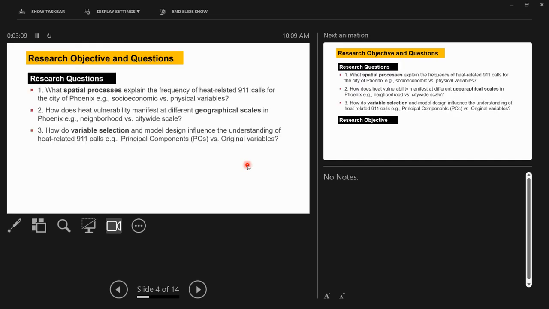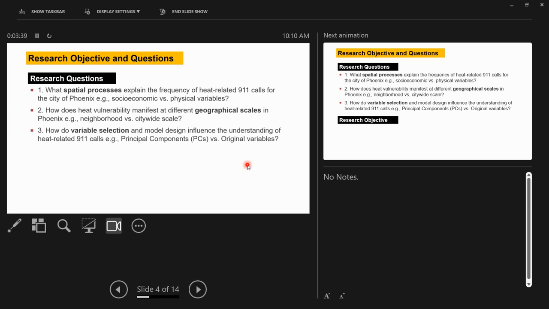So the research questions, given the research context. One is what spatial processes explain the frequency of heat-related 911 calls for the city of Phoenix? For instance, how do we compare socioeconomic versus physical variables and their confluences? Secondly, how does heat vulnerability manifest at different geographical scales in Phoenix? For instance, at neighborhood level or at the citywide scale? And how do variable selection and model design influence the understanding of heat-related 911 calls?